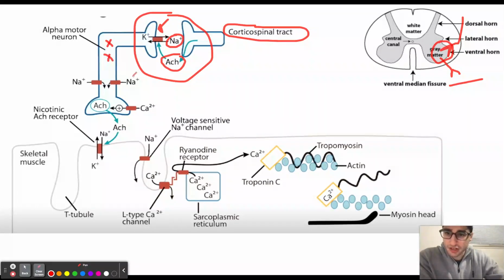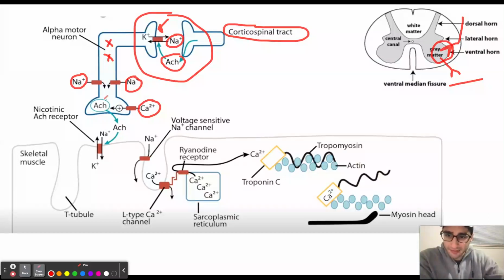This depolarization is then going to cause further depolarization by the opening of these sodium channels. And so now we have further sodium influx, which is then going to cause further depolarization. And this is going to then ultimately end up opening the calcium channels. The influx of calcium is important in exocytosis of neurotransmitters.